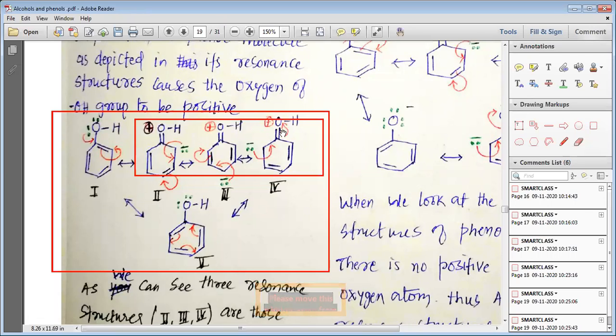Now, my dear students, you must be well aware that oxygen is an electronegative element. It is the second most electronegative element, and that is why resonance structures with a positive charge on oxygen are not so stable. They do not contribute much. Please remember that these three resonance structures where we have a positive charge on oxygen are not so stable, so they do not cause stability for phenol.